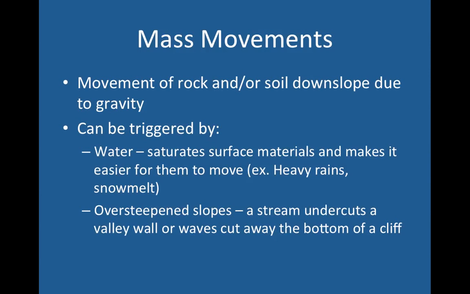Another trigger could be an oversteepened slope. So if a stream undercuts a valley wall, it makes it weaker at the bottom, that can cause the top to fall. Or if waves cut away the bottom of the cliff, it weakens the bottom, can cause the top to fall. Humans can oversteepen slopes as well. So when engineers are designing construction sites and they're trying to figure out how to landscape areas, they need to make sure not to make the slope so steep that erosion is going to just move everything downhill and bury the houses and stuff at the bottom.